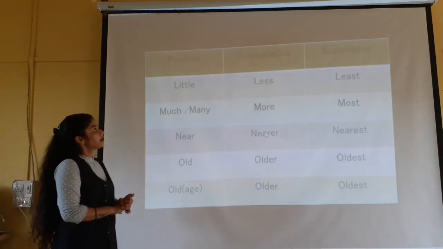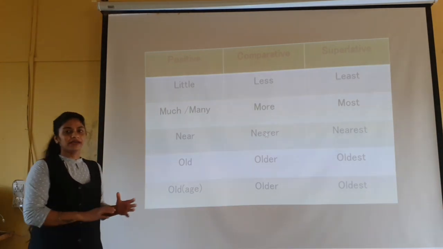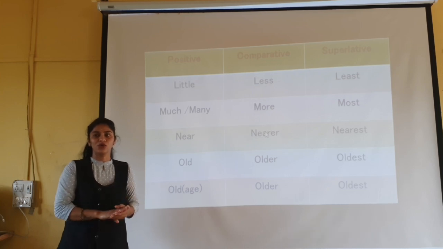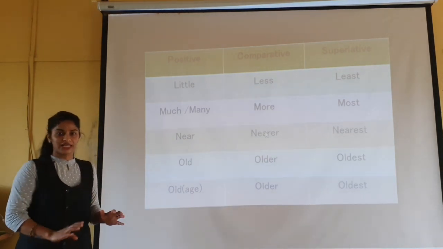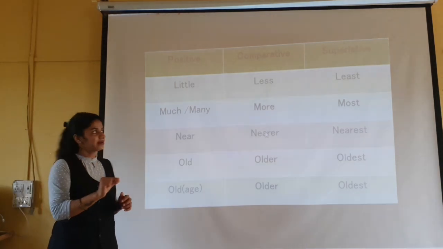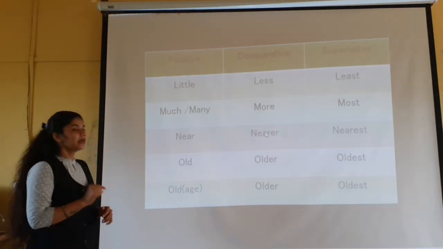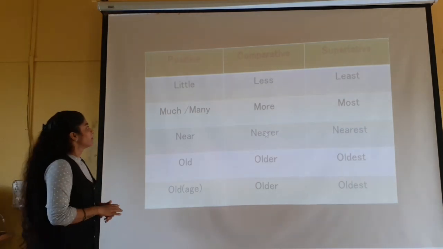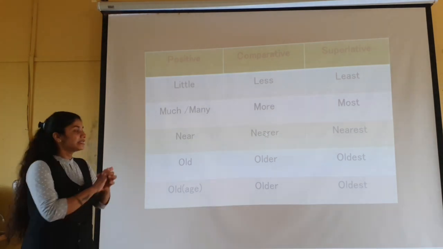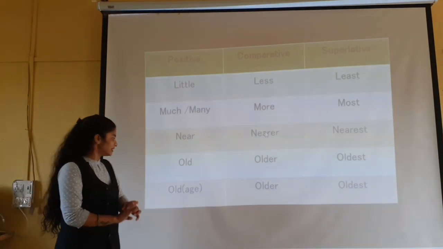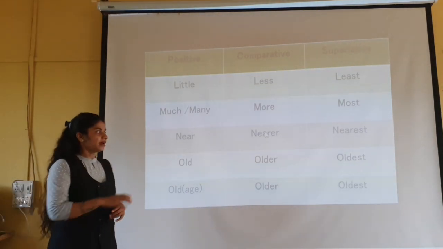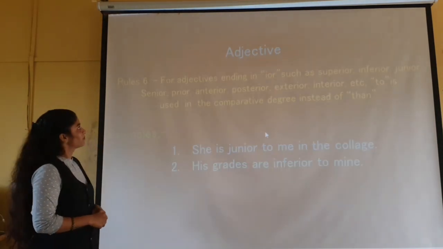Now here again, the same thing I have told you prior: in some degrees, some adjectives are going to be changed. They are not going to remain the same. Little, littier, littiest. No, it's little, less and least. Much, many, we can say more, most. Near, nearer, nearest. Old, older, oldest. Now here old is about age. Okay, older and oldest.